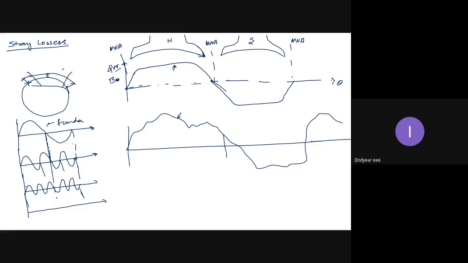Now, when these two harmonic waves get superimposed on the fundamental, or they get added to the fundamental, what will happen? The fundamental wave may not be a sinusoidal wave.